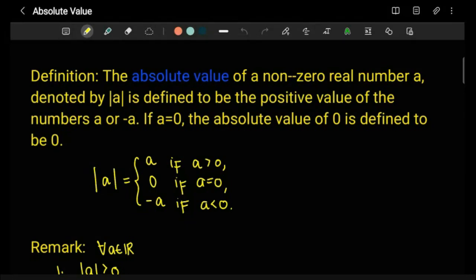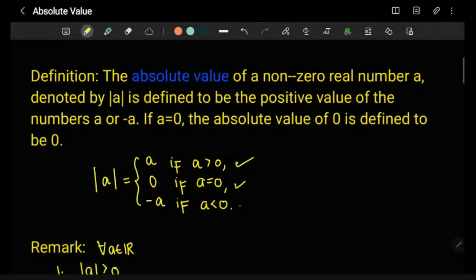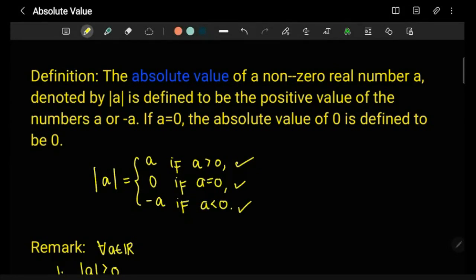So mathematically, we write the absolute value as follows. Yan, nilalagay mo lang siya sa dalawang bar, vertical bar. So the absolute value of A is equal to A if A is positive. So we have three cases by trichotomy. If A is 0, then the absolute value is 0. And if A is less than 0, meaning negative A is positive, so we choose the value of negative A. So it's either positive or 0.